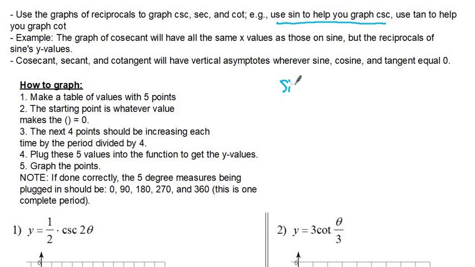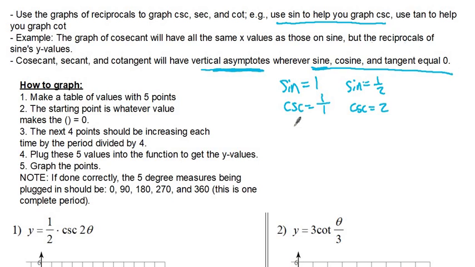And here's what I mean by that. If you know that the sine is equal to 1, that means the cosecant is going to be 1 over that, or 1 over 1. If you know that the sine is equal to 1/2, that means the cosecant will be the reciprocal, which is 2. So the easiest way to do this is just to graph sine and then use that to help us. And the other thing to keep in mind, like we saw in those pictures, is that there are going to be vertical asymptotes whenever these equal 0. For example, if sine equals 0, that means cosecant is going to be 1 over 0, and that's undefined.